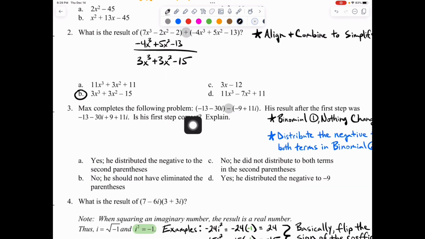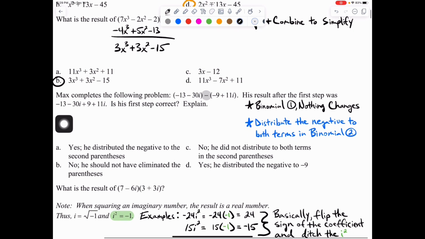Max completes the following problem. Negative 13 minus 30i. Whoa, a subtraction symbol, followed by another binomial of negative 9 plus 11i. His result after the first step was negative 13 minus 30i plus 9 plus 11i. Is his first step correct? Explain. Well, let's see and find out.